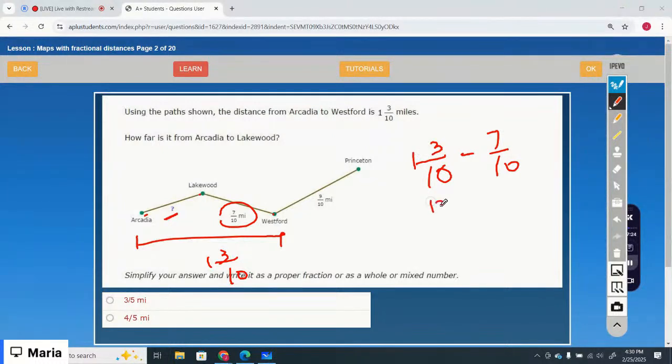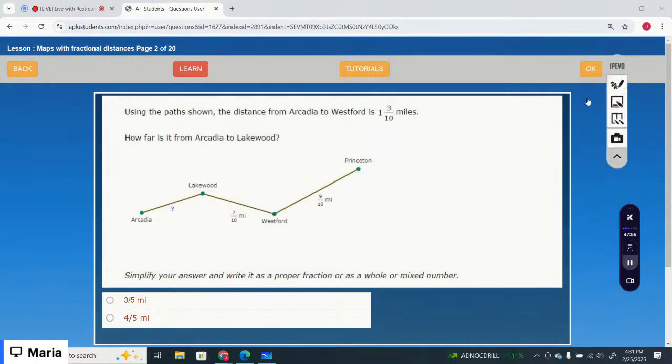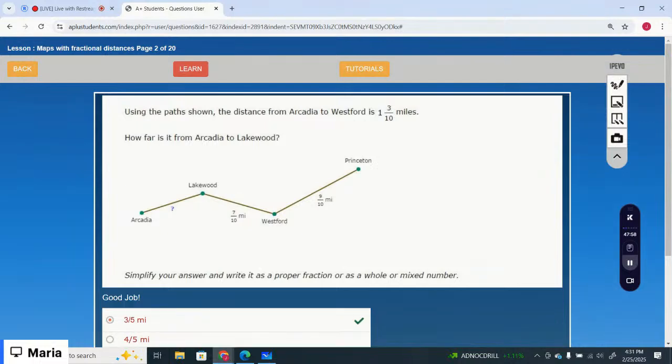10 times 1 is 10, 11, 12, 13 over 10 minus 7 over 10. 13 minus 7 is 6, that is 6 by 10. Divide them by the common factor. 2 times 3 is 6, 2 times 5 is 10, that is 3 by 5. Got it? The correct option is 3 by 5. Option number 1 is the correct option.